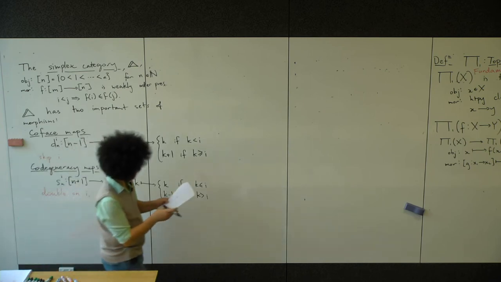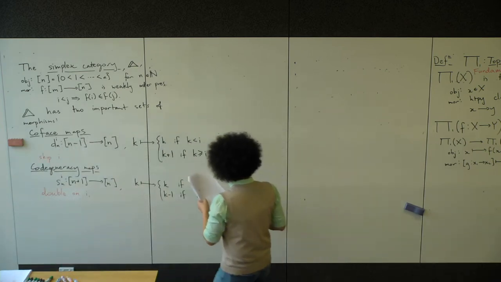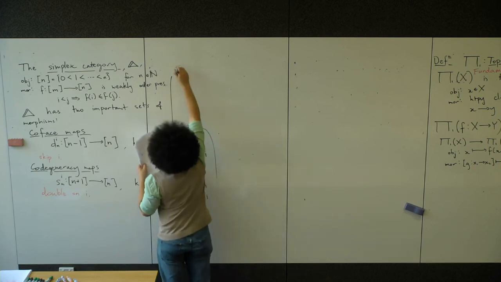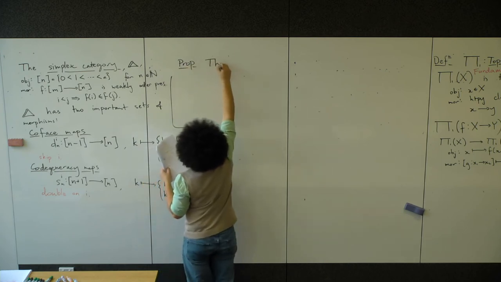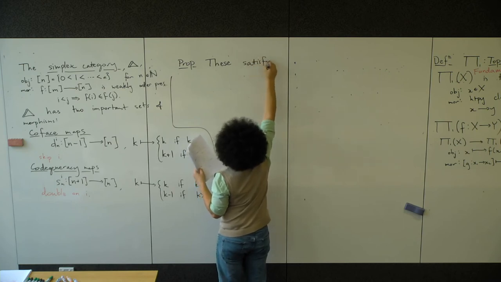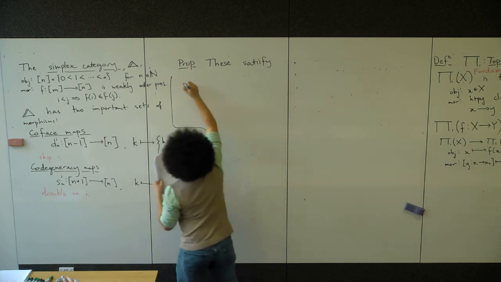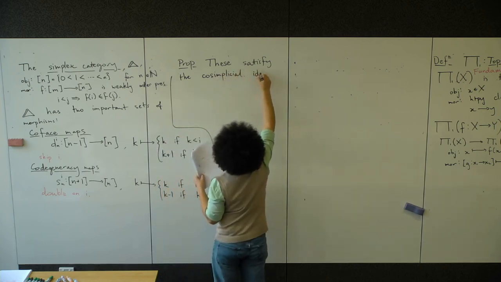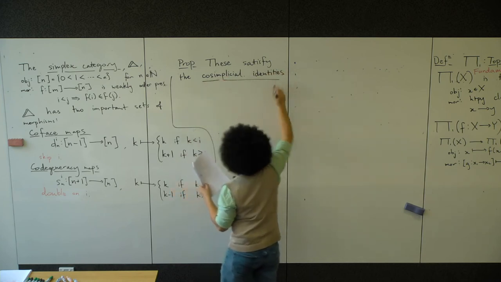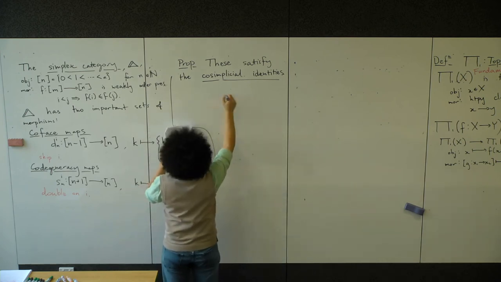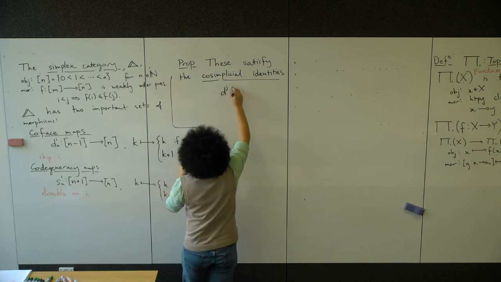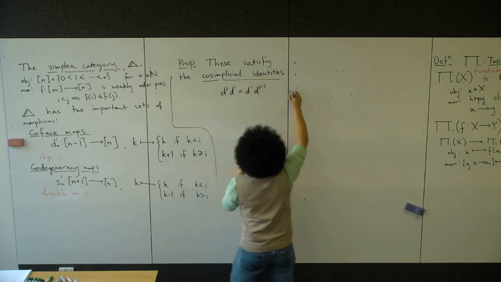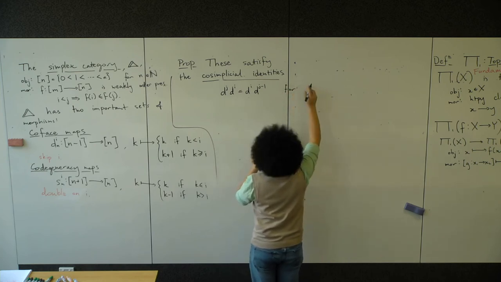All right, now, it's mildly annoying, all right. Proposition: these satisfy what we'll call the cosimplicial identities. These are that d^j d^i is equal to d^i d^{j-1} for i less than j.